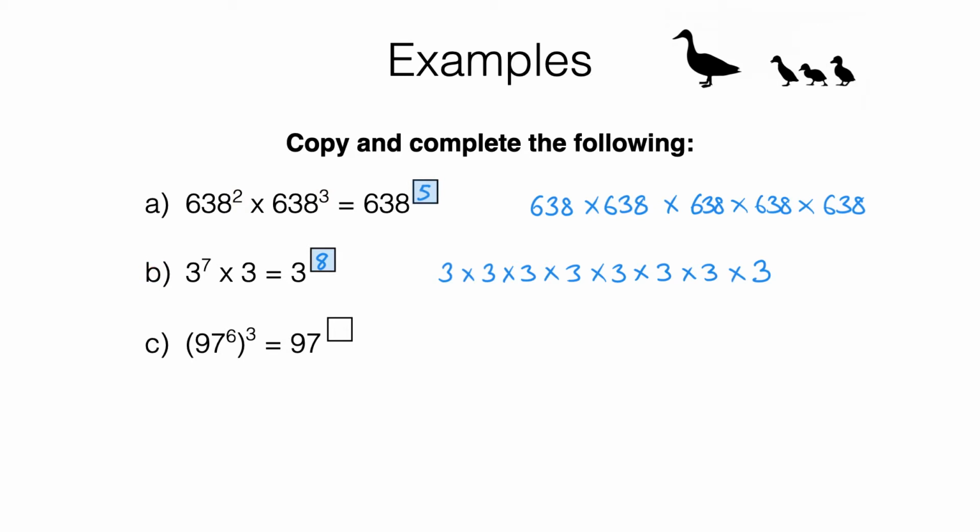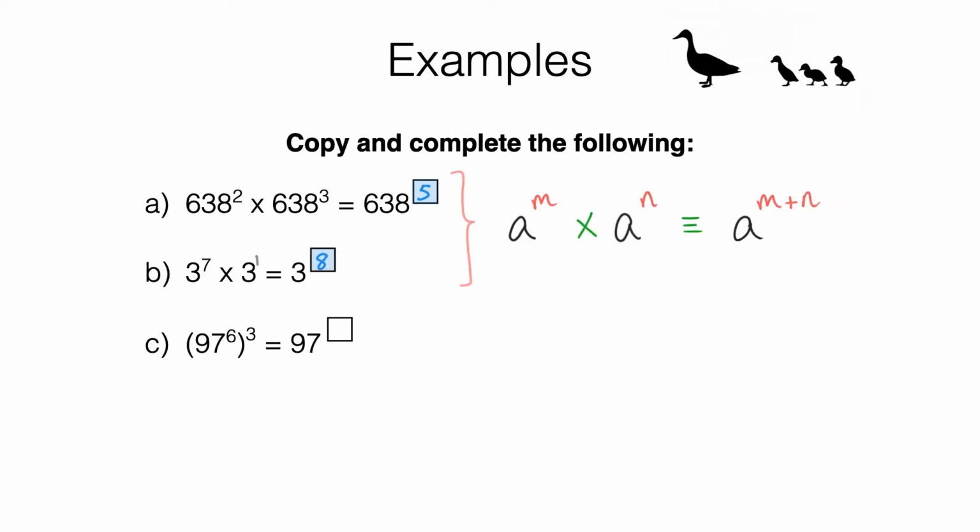And in question B, the same thing is going on, except you might not realise there is an invisible 1 here. 3 is the same as 3 to the power of 1. Once you realise that, you can see the same rule applies. We could do 7 plus 1 to give us the 8 here. In general, these are examples of this index law in action. All this is saying is that when you've got two powers with the same base being multiplied together, you can just add the indices and write them with the same base.